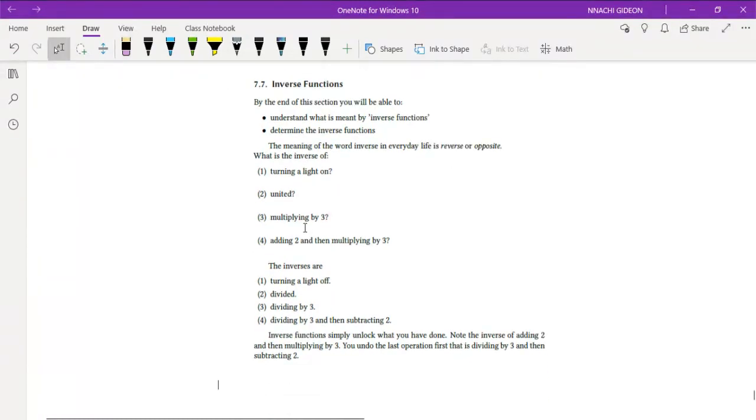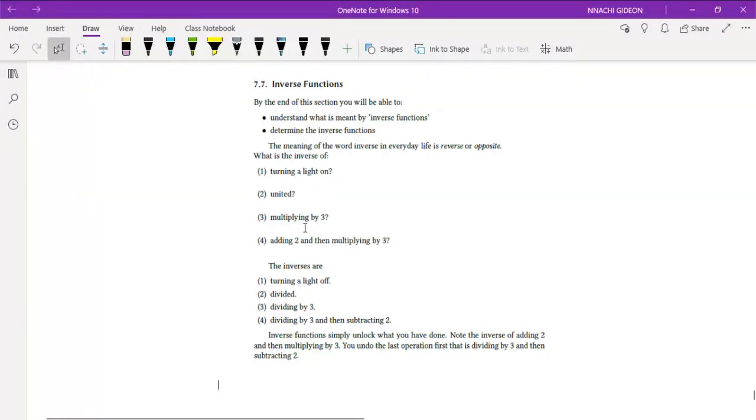Then I will use a mathematical example, which is the one in that textbook, to show you what this actually means. So now we have this: turning a light on, united, multiplying by 3, adding 2, and then multiplying by 3 again. So the inverse are turning a light off. I want to sleep. If you are united, maybe you will divide. So if we multiply, we divide by 3. And this also, before I forget, follows the rule of BODMAS.